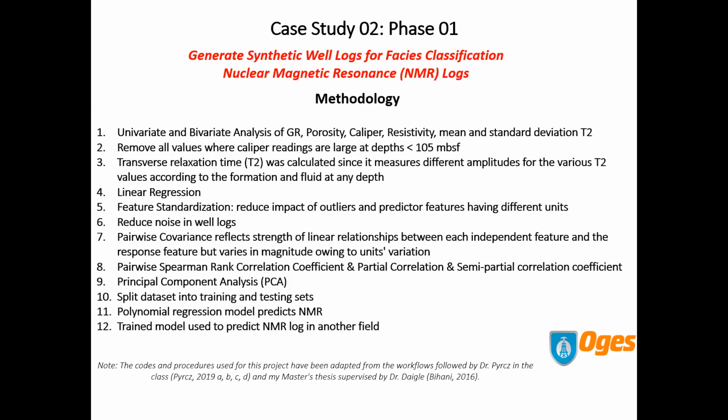So if we look here, the univariate and bivariate analysis of these particular logs. By univariate, we're looking at just taking the gamma ray readings, and you can see a type curve.